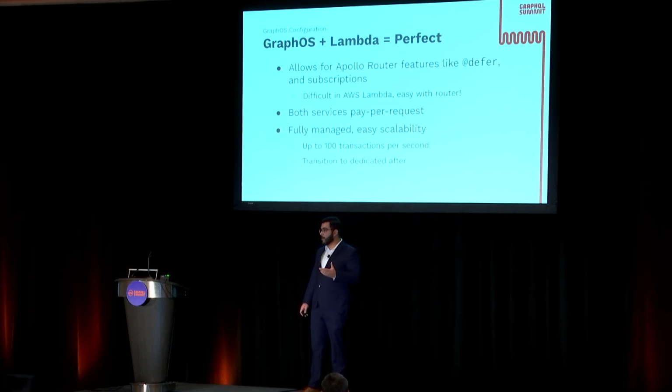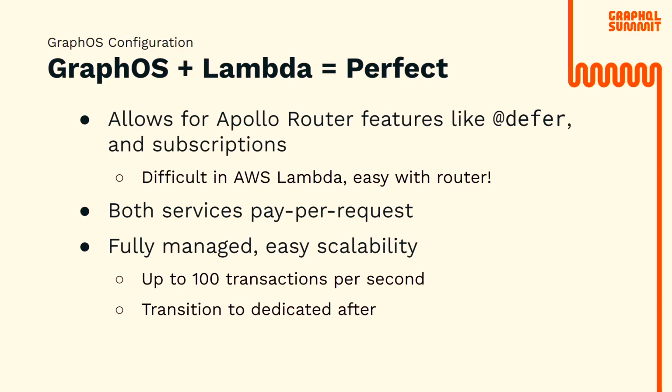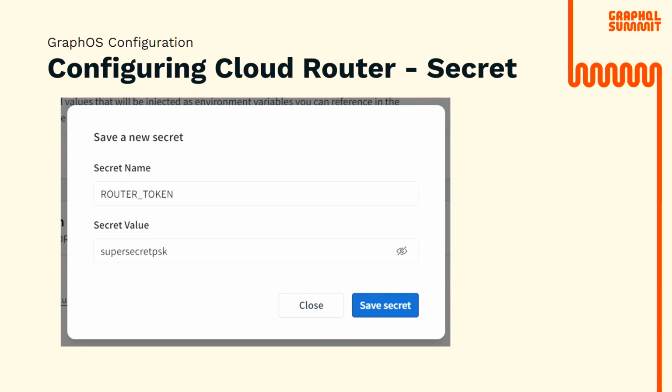Both services are pay per request with very, very generous free tiers. And on the GraphOS side, it's fully managed and easily scalable. And if you hit our limit of 100 transactions per second, we have the dedicated tier after. So to configure our Cloud Router, really the big thing we need to do is get that pre-shared key set up. So we have our router token that has my very super secret PSK set as a secret in the Cloud Router configuration.